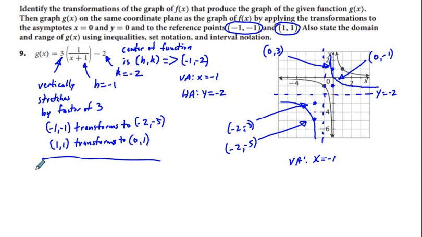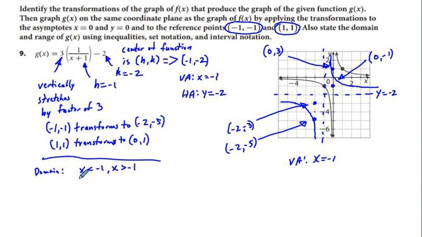Well, our domain, we have interval, in inequality notation, we're going to have x is less than our vertical asymptote, negative 1, and also x is greater than negative 1.